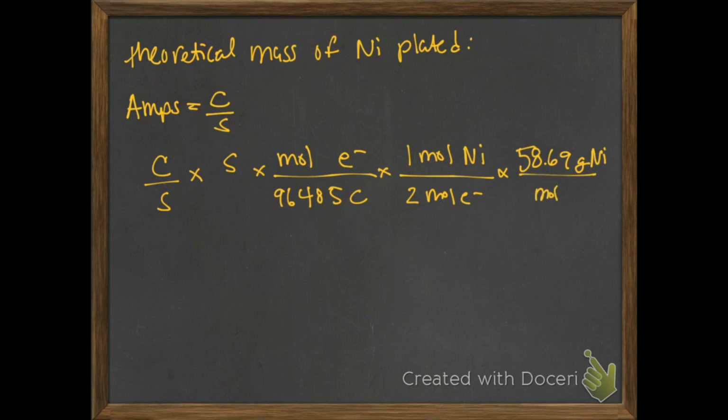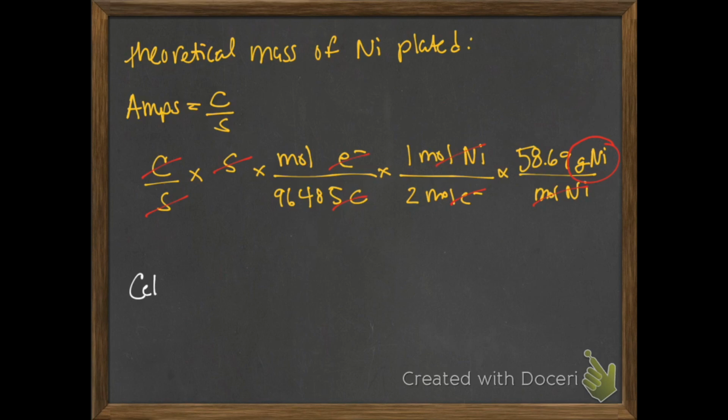So from this, we can see all the units that cancel out, right, using dimensional analysis. So we can cancel out our units. The seconds cancel out. The coulombs are going to cancel out. The moles of electrons cancel out. The moles of nickel cancel out. And we are left with grams of nickel. So doing this calculation with the data will give us the theoretical mass of nickel plated.